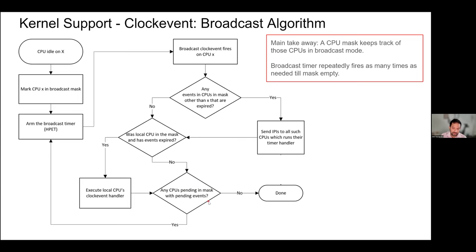And then finally we check if there is still anything in the mask which has events that have not yet expired. So basically, are there any future users of the broadcast mechanism? If there are, then it has to reprogram the broadcast timer, the edge pet, and the whole process repeats. So hopefully that makes sense. That's kind of the internal algorithm that it uses.